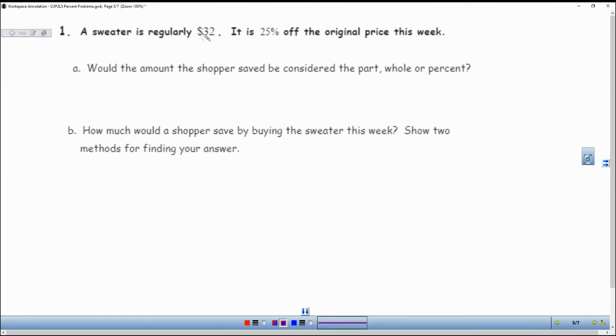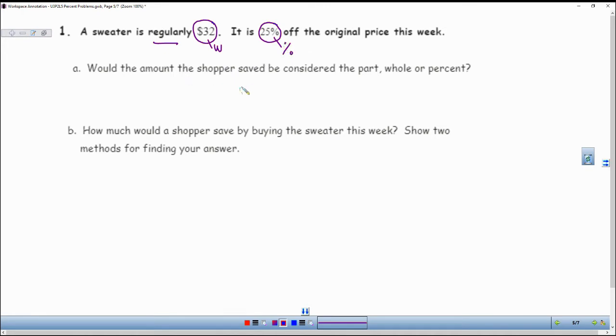So it says a sweater is regularly $32. The key word there is regularly. That's like the original price. That's the normal price. So I'm thinking that that's the whole. That's the whole price normally. It is 25% off the original price this week. Oh, that's the discount. So that would be the percent.